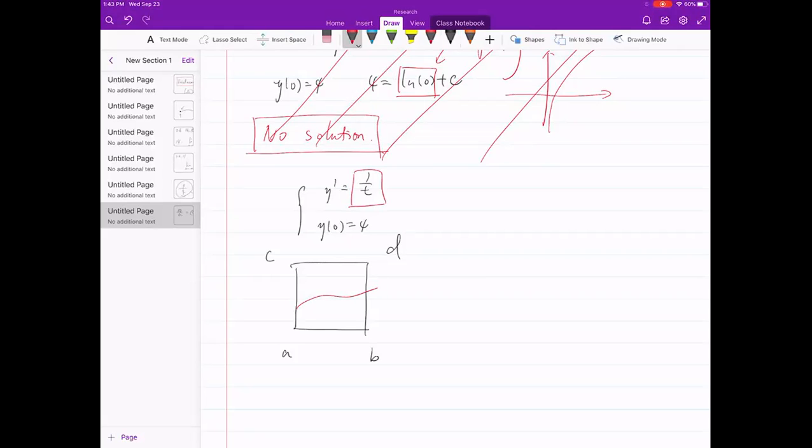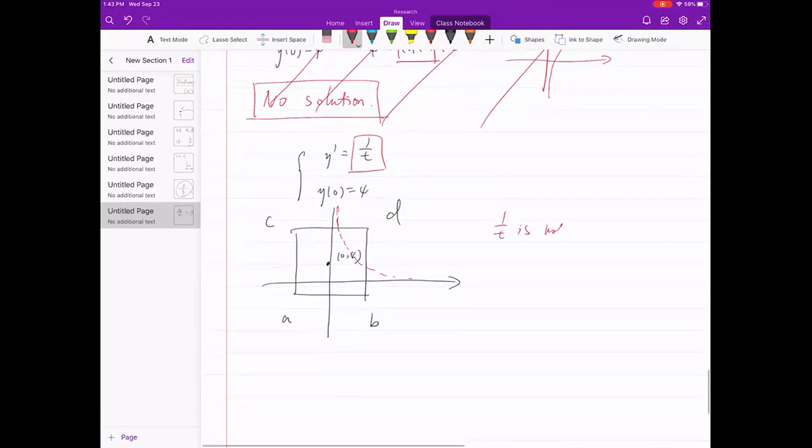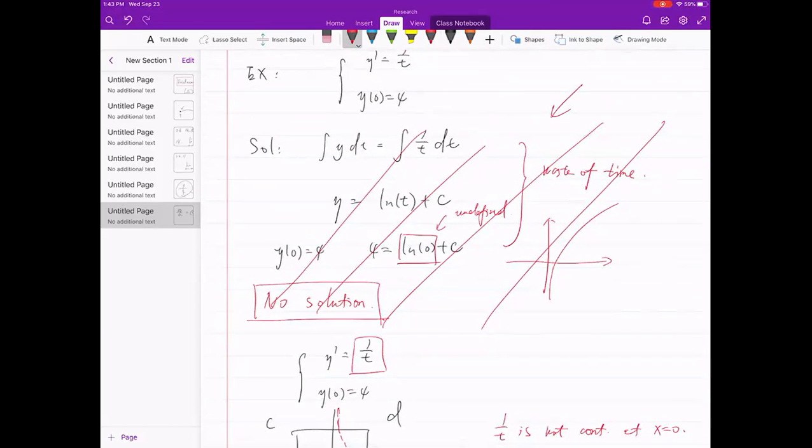Now, do you see where things go wrong? Here is (0, 4). That's your initial condition, right? But what is 1 over t? It's this. Is it continuous everywhere in this box? No. It's not continuous at zero. Then don't even bother. Sounds good? In this way, we've saved all the trouble of doing all this. We can tell right away.